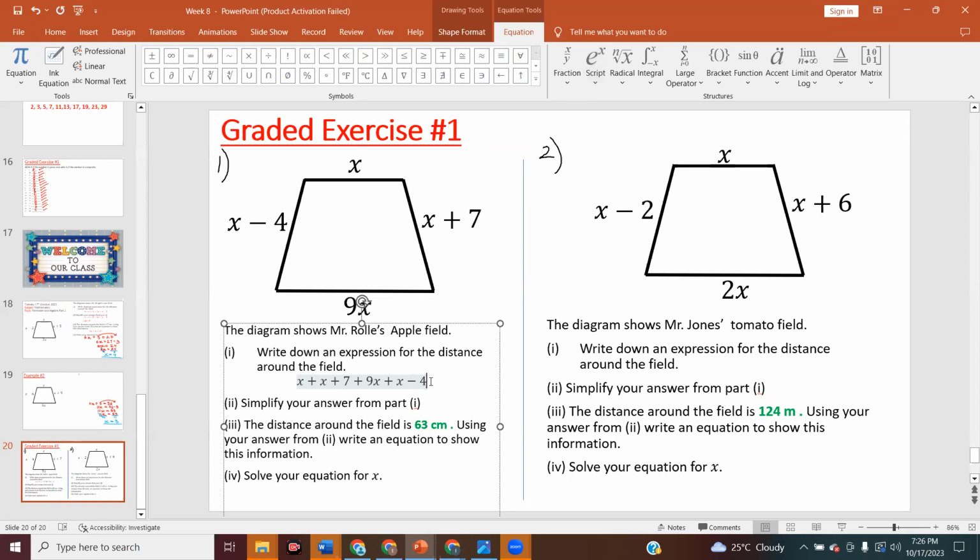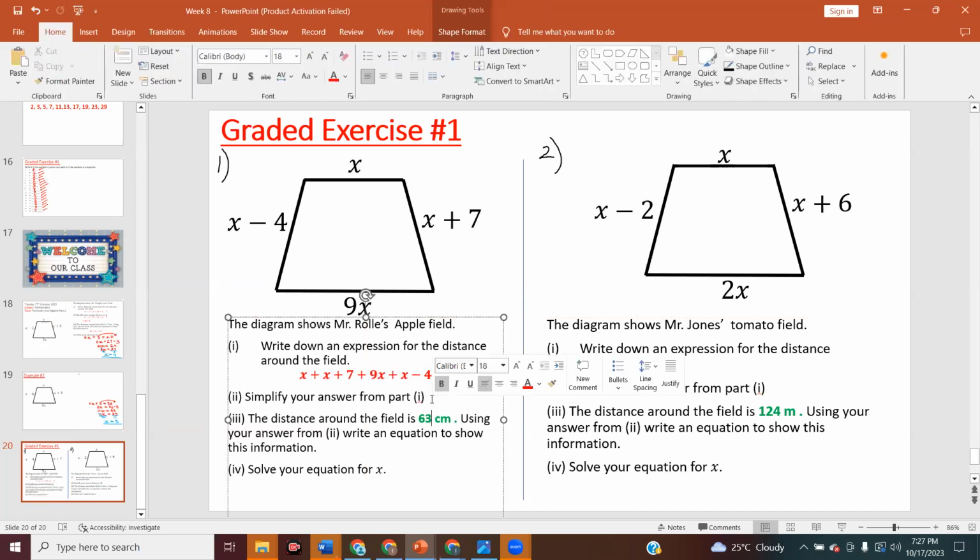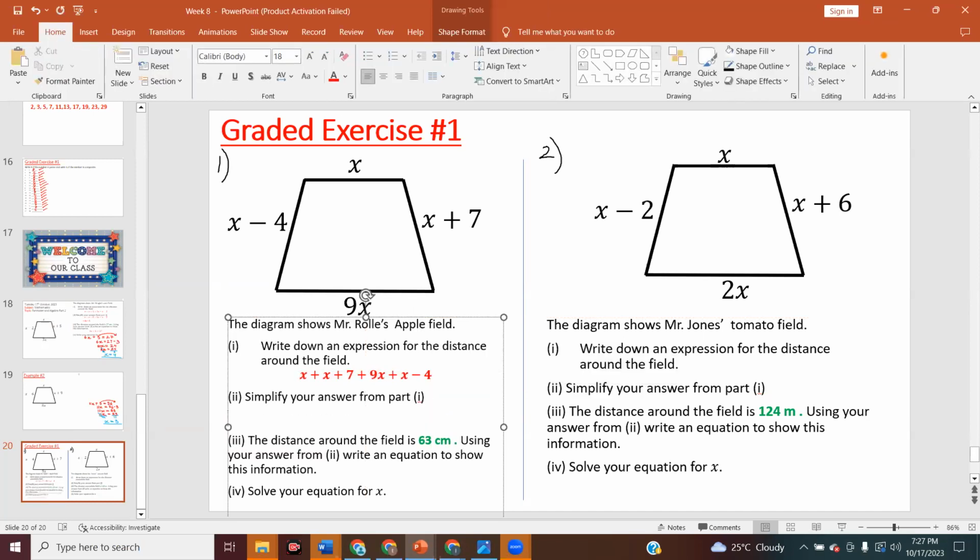Good. How many persons got that for number 1? Let me know. I got x plus 7. I got plus 9x. Plus x minus 4. Very good. Excellent. Now I want a simplified expression for part I. What do y'all have for that?